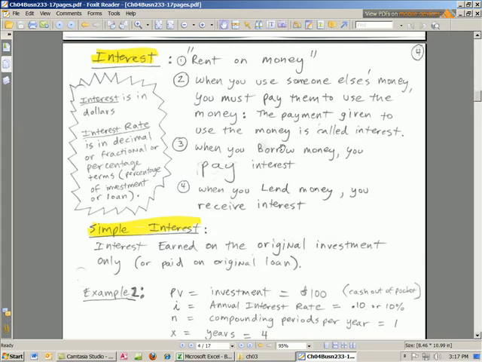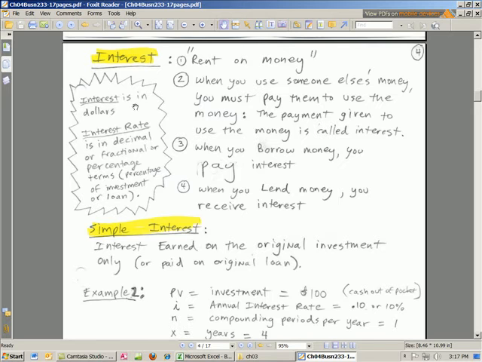Now, when you borrow the money, you pay interest. So when we have a credit card or a home loan or a car loan, we pay interest. But if we have a liability and we're paying interest, someone's on the other side. They have an asset and they're receiving interest. So when you lend money, you receive interest. In this chapter, we do a lot of savings account type problems. Most of us don't think of it that way, but when we put the money in the bank, we're lending the money to the bank. That's why we're going to receive interest.